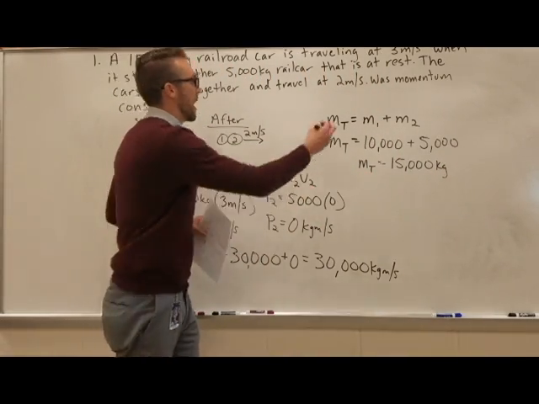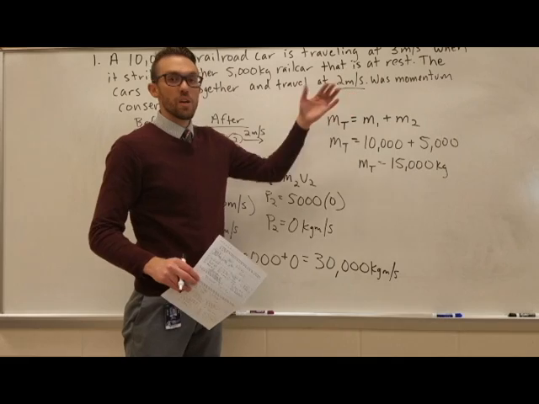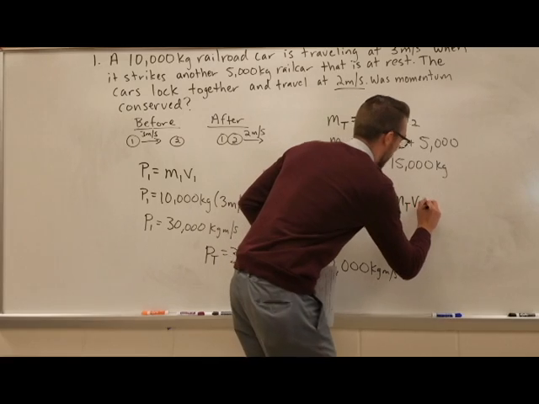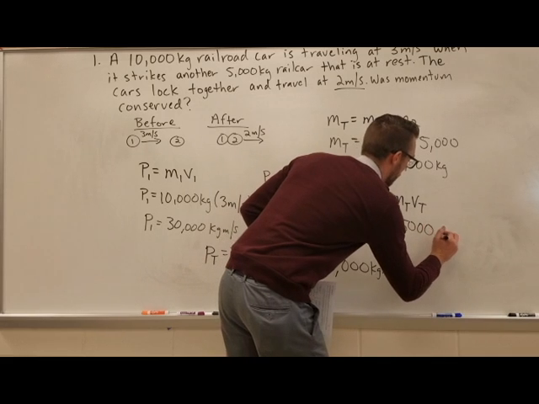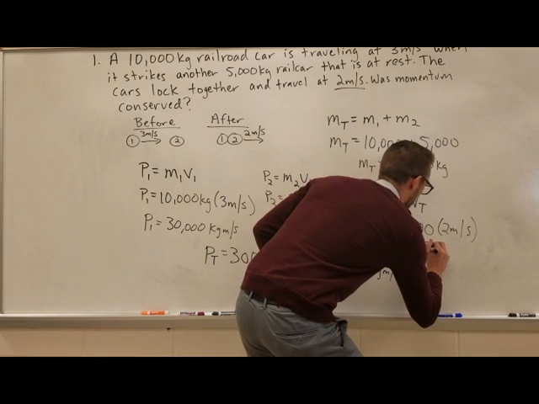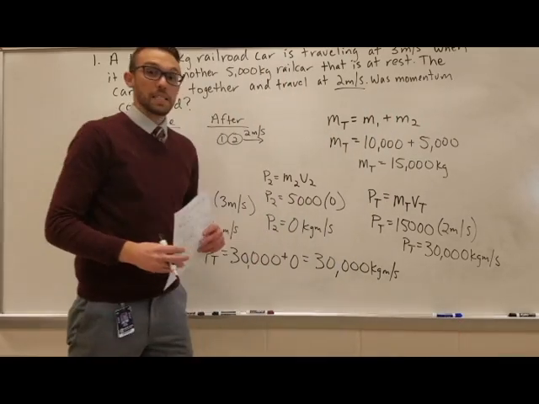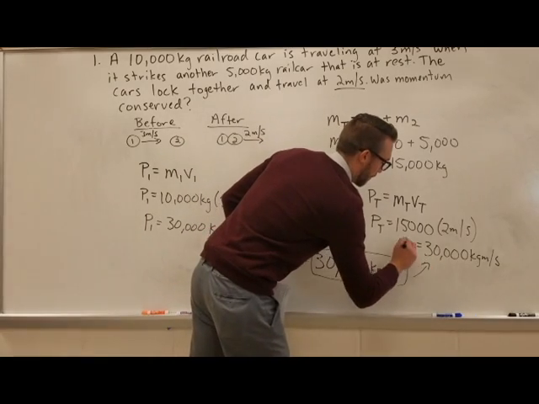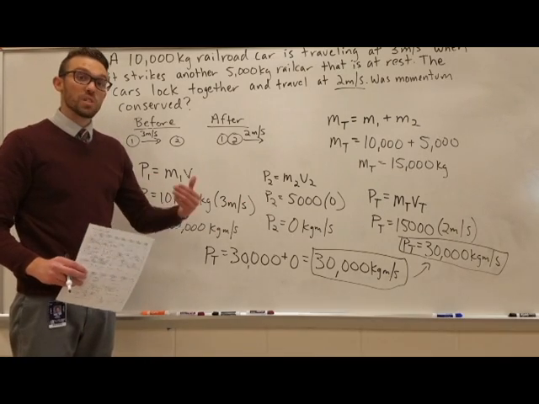In our problem, we know that they are traveling at 2 meters per second after the collision, so we know our total velocity. We can figure out our total momentum. Our total momentum is equal to our total mass times our total velocity. Total momentum is equal to 15,000 kilograms times 2 meters per second. And we see that our total momentum in this case is 30,000 kilograms meters per second. And since our initial total momentum is equal to our final total momentum, we can say that momentum was conserved in this collision.